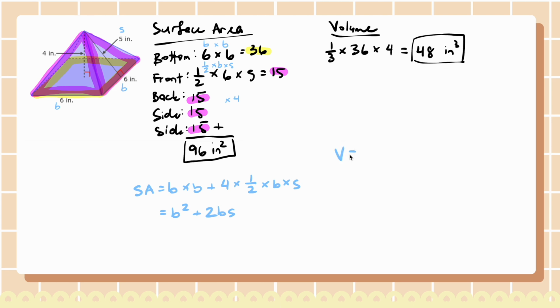If I want to write that in a formula, what I've done is I've taken this 1/3, multiplied it by the area of the base, which is 36, and then I've multiplied it by the height, which in this case is going to be our 4. So we're going to just label it h for height. Now to simplify this, let's think about what the capital B represented. What we did for the bottom was we did b times b. In other words, b squared. So if I want to condense this, I can take 1/3 and multiply it by, instead of capital B, b squared, and then times h. And that's the volume of a square pyramid.